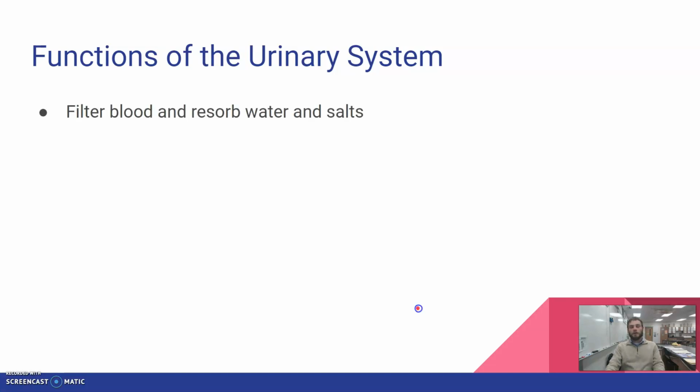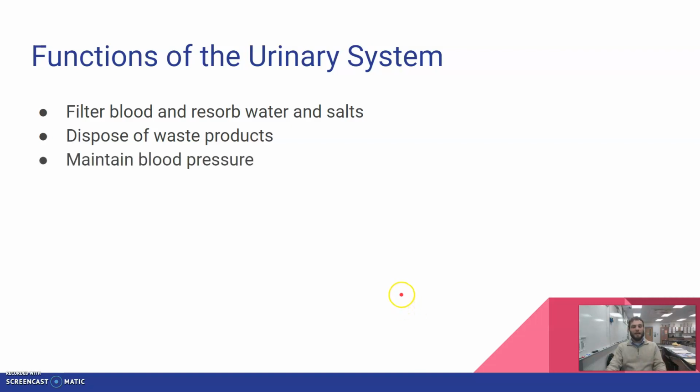Recall that the function of the urinary system is to filter your blood. We went through those things that the kidney filters. It's also going to be responsible for resorbing water and salts. The urinary system will dispose of waste products and help maintain blood pressure. And we'll go over a few of those and how they're able to do that later. It's going to be responsible for stimulating the production of red blood cells, or erythrocytes. So these four things, we're mainly going to be focusing on filtering blood, resorbing water, and salts, but all three of these are also very important.